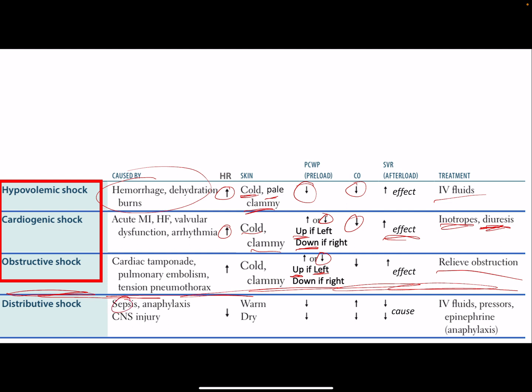Distributive shock, whether it's sepsis, anaphylaxis, or CNS injury, the heart rate is going to go down. And we can probably best explain it by thinking about the central nervous system. You don't have the sympathetic response, so the catecholamines cannot increase the heart rate.